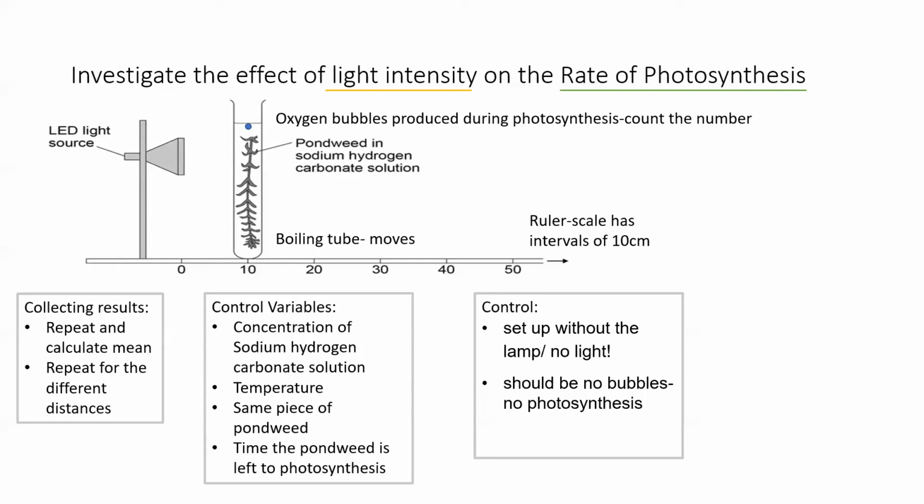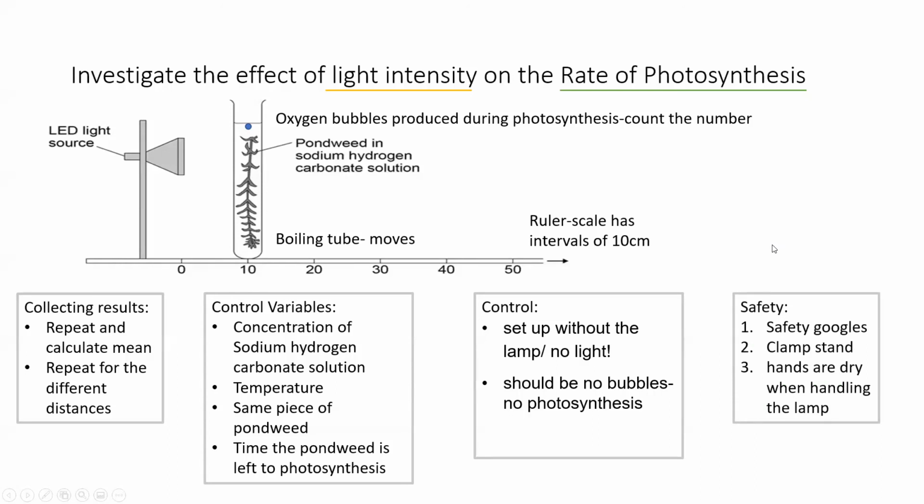So the control would be to set up this equipment, the pondweed in the sodium hydrogen carbonate solution in a boiling tube, with no light source. And what you'll notice is there will be no bubbles. Photosynthesis does not occur. That then tells us that this equipment, this method does work, and the results that we're getting are because of the change in light intensity, and therefore valid results.